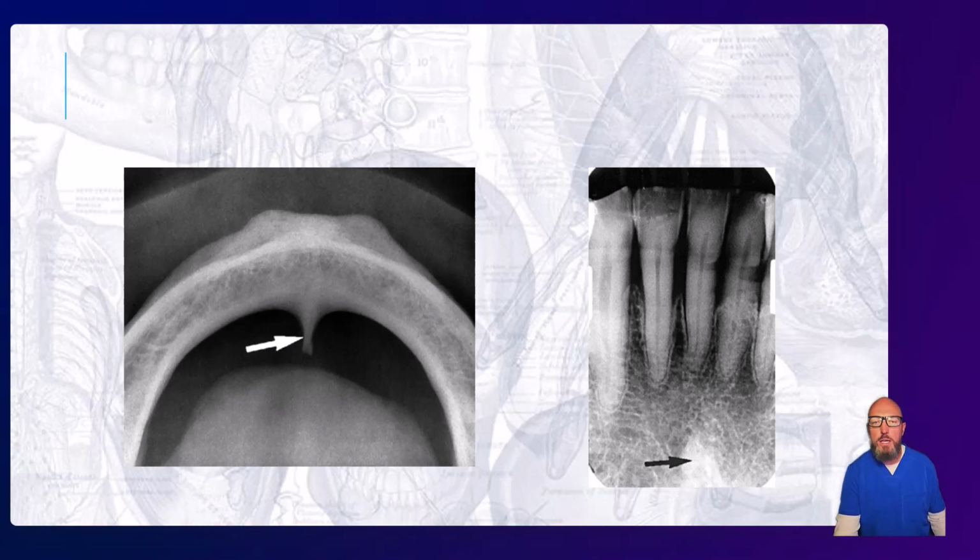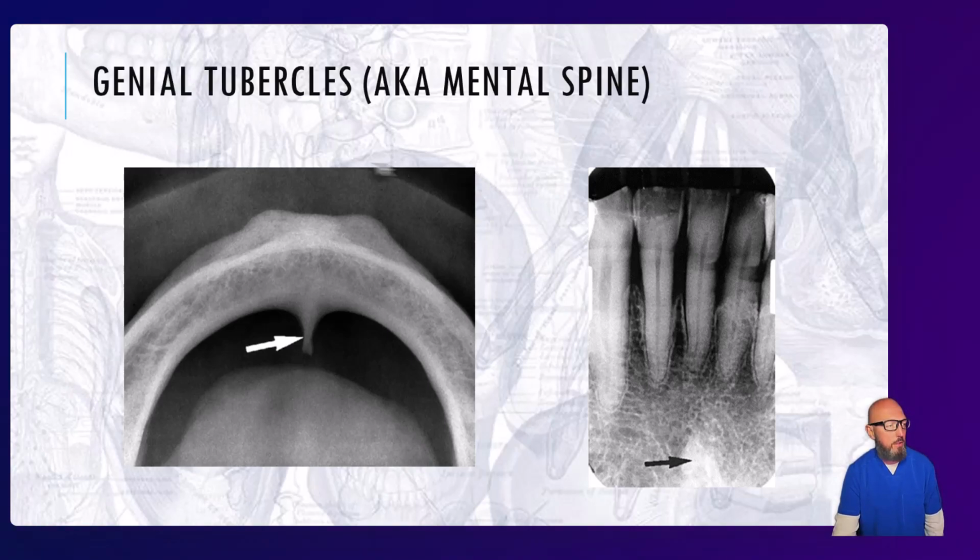that's where the genioglossus muscle attaches and the geniohyoid muscles. And the muscle pull over time is what makes the tubercles more prominent. So spine of bone or tubercles, just remember both these terms, mental spine, mental tubercles, or genial tubercles.